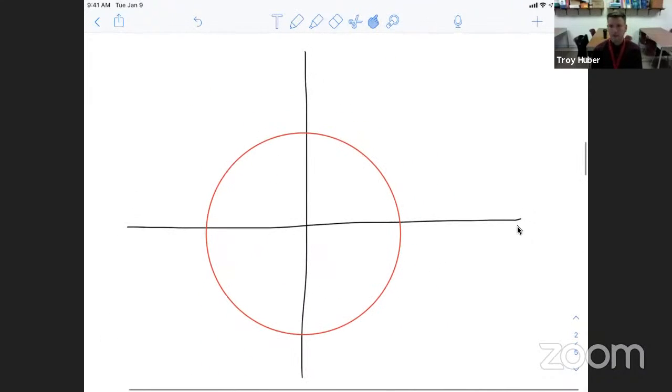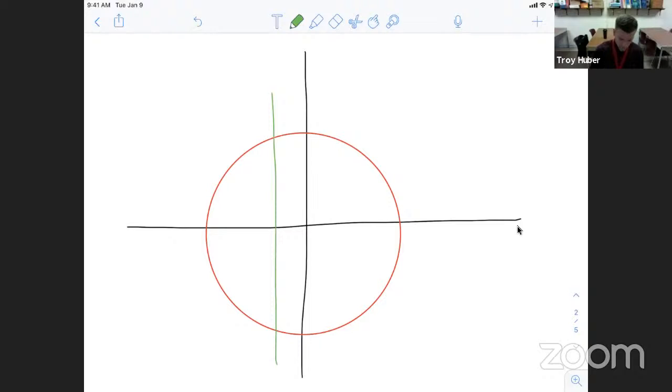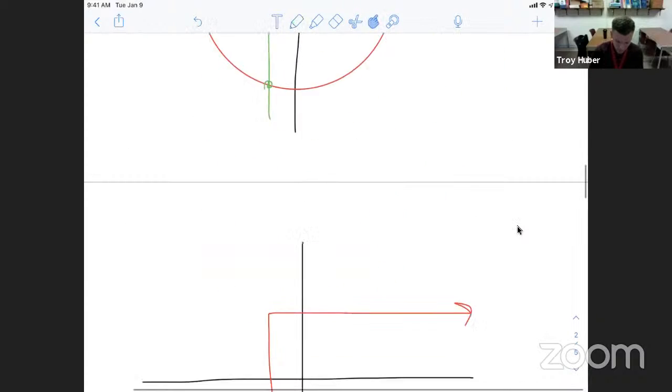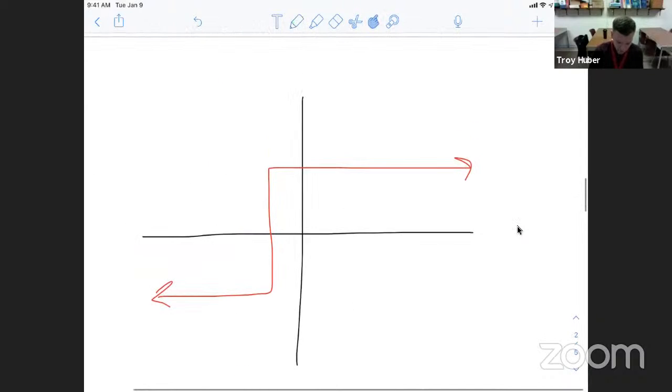What about this one here? We have a circle. This one, the vertical line goes through 2 points, so we would say no, not a function. I think we're getting the hang of this now. Maybe let's do a couple more.